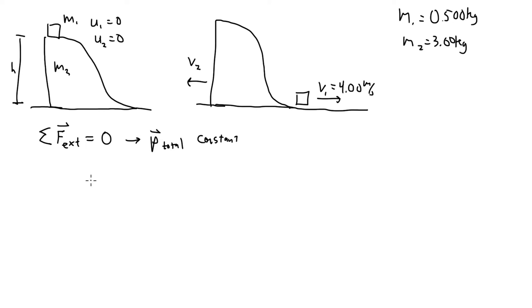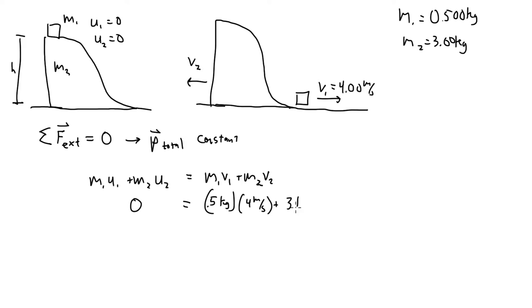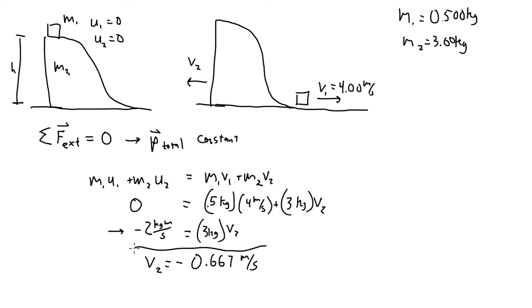So initial momentum is m1u1 plus m2u2, and that's going to equal final momentum, m1v1 plus m2v2. So this is 0 equals 0.5 kilograms times 4 meters per second plus 3 kilograms times v2. And that'll get you v2 equals negative 2 kilogram meters per second divided by 3 kilograms, so v2 should equal negative 2/3 of a meter per second, or negative 0.667 meters per second to 3 sig figs.